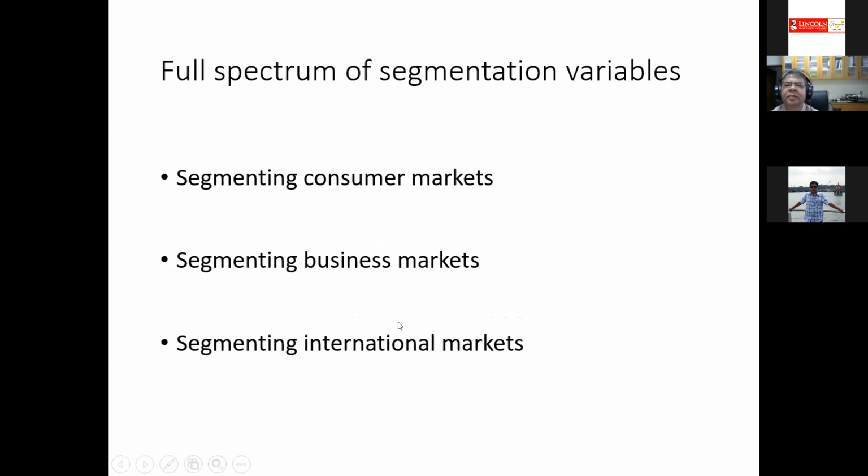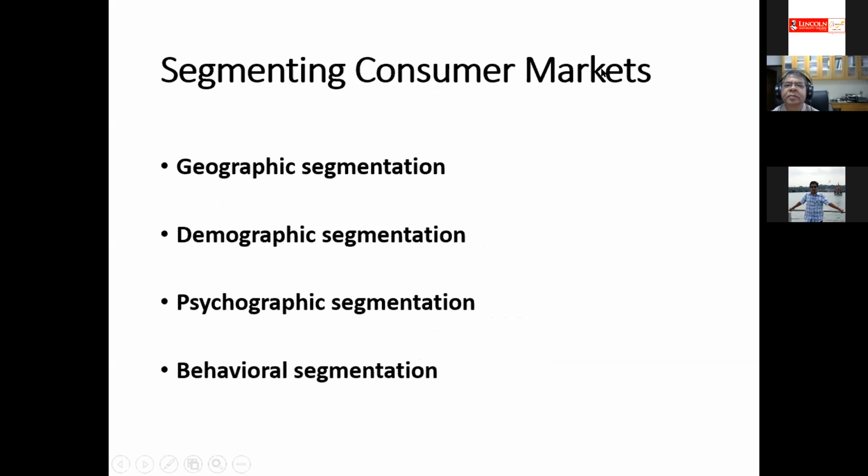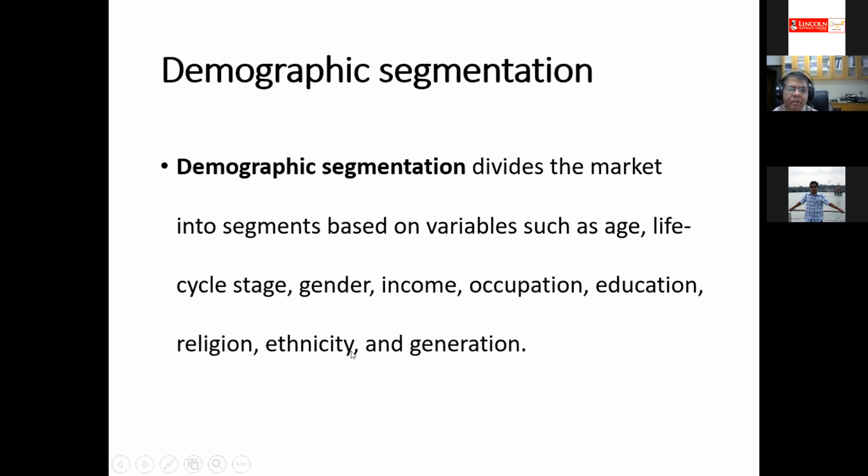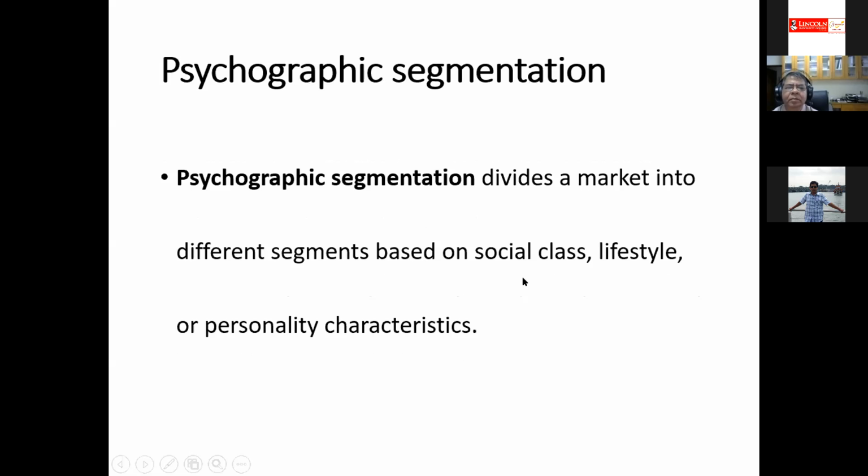Firstly, let me tell about the full spectrum of segmentation variables: segmenting consumer markets, segmenting business markets, and segmenting international markets. For segmenting consumer markets, there is geographic, demographic, and psychographic segmentation. Geographic segmentation divides the market into different geographical units, such as nations, regions, states, countries, cities, or even neighborhoods. Demographic segmentation is especially age, life cycle, gender, income, occupation, education, religion, ethnicity, and generation. Psychographic segmentation is especially social class, lifestyle, or personality characteristics.